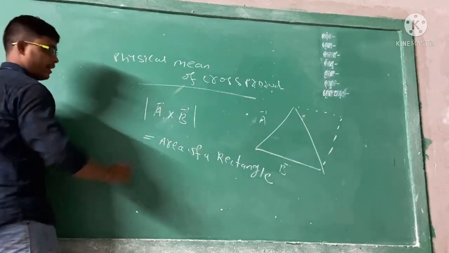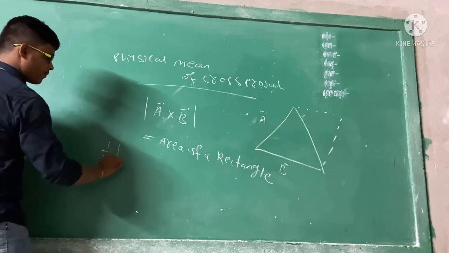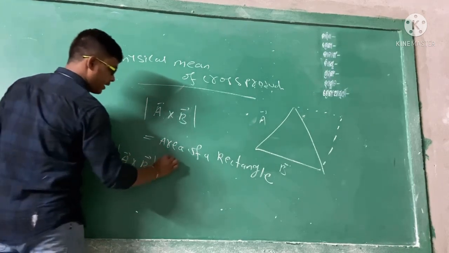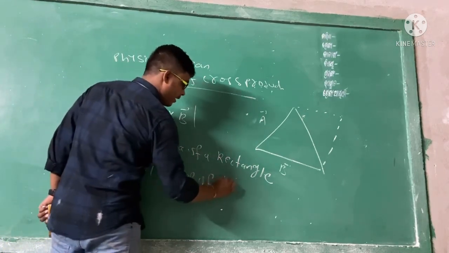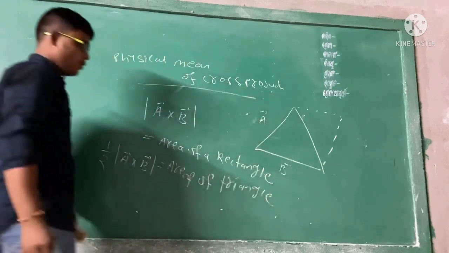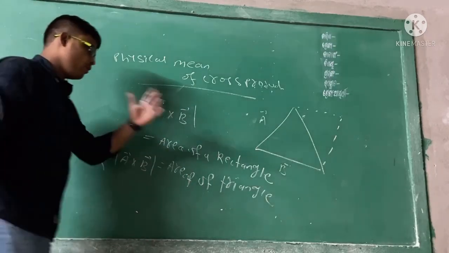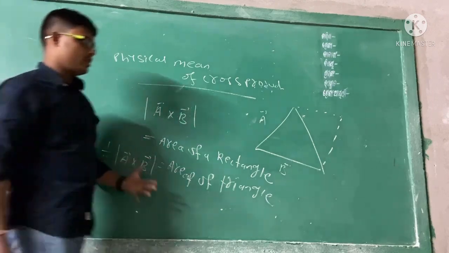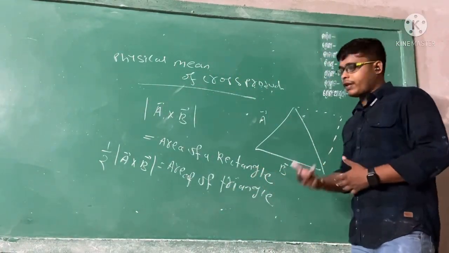Then what is half into a cross b? Look at the graph. Half of a cross b is half of the rectangle, that is the triangle. So for half into the magnitude of a cross b, first find a cross b. If the angle is given, use the first formula. If the angle is not given, use the determinant. Find the cross product, then take its magnitude. The cross product is a vector, but its magnitude is a scalar. So half into the magnitude of a cross b will give you the area of the triangle.